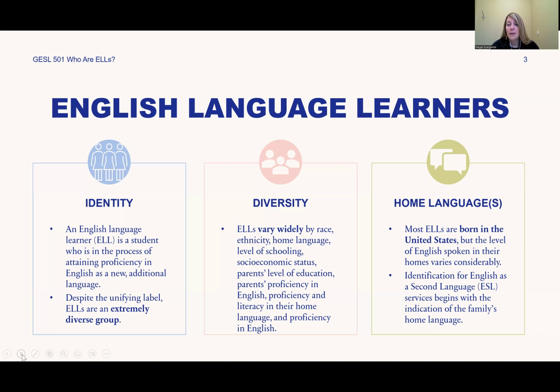So many ELLs are actually born in the United States, but you'll see that students have varying levels of English being spoken at home. So that impacts the way they show up to our schools. So identification for ESL services begins whenever the student indicates, or the family indicates in their enrollment packet, that they speak a language other than English.